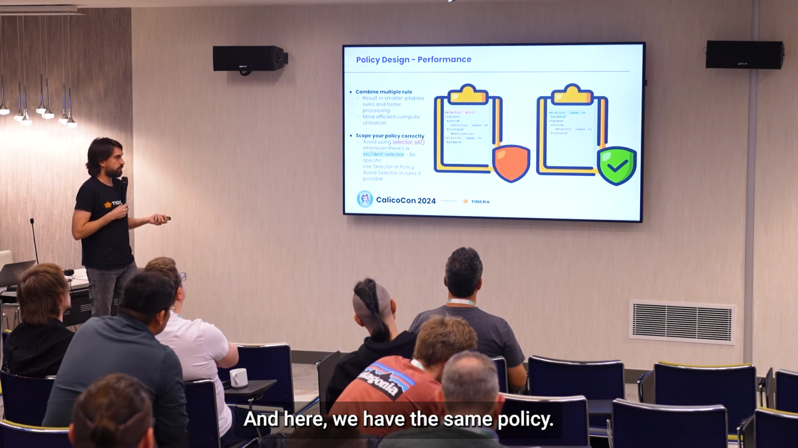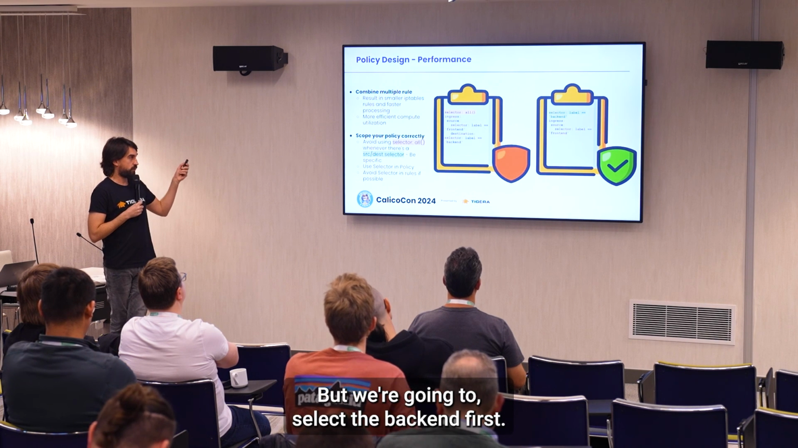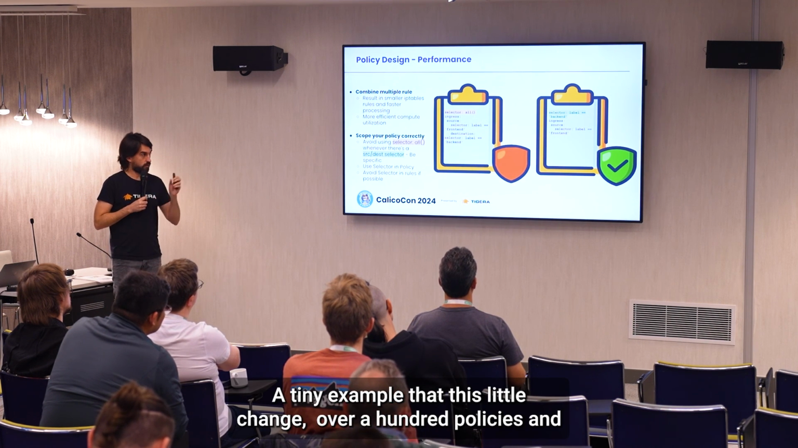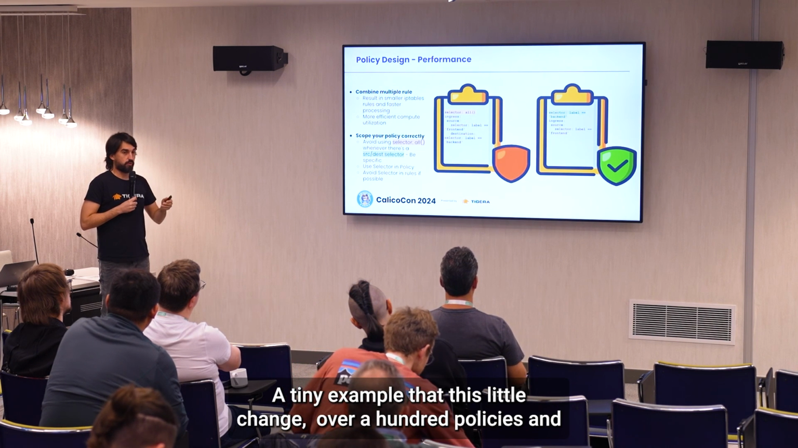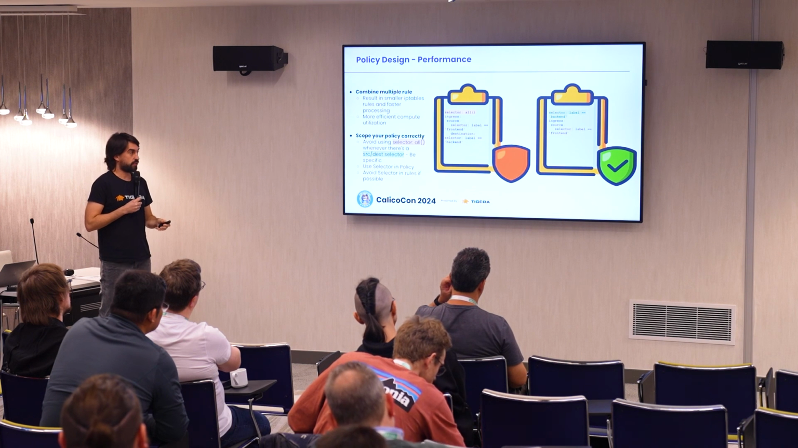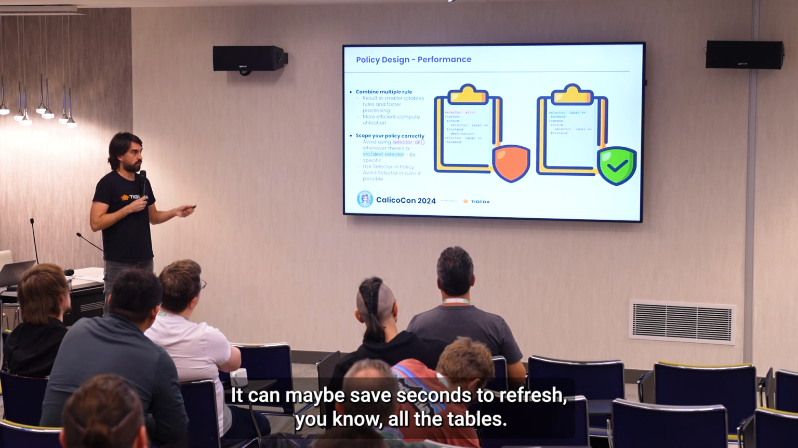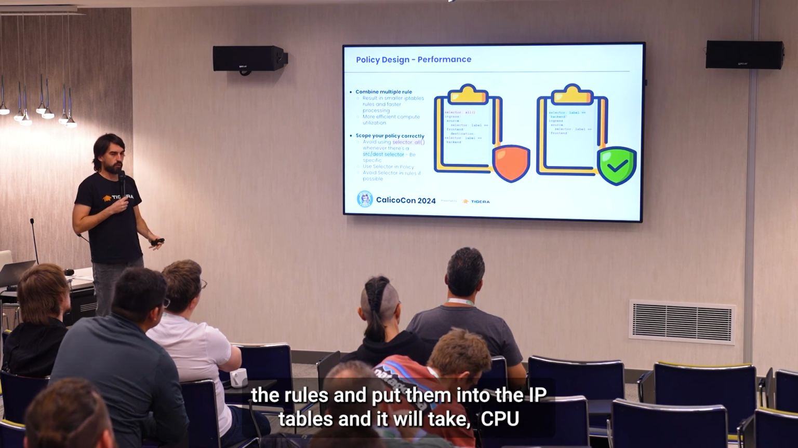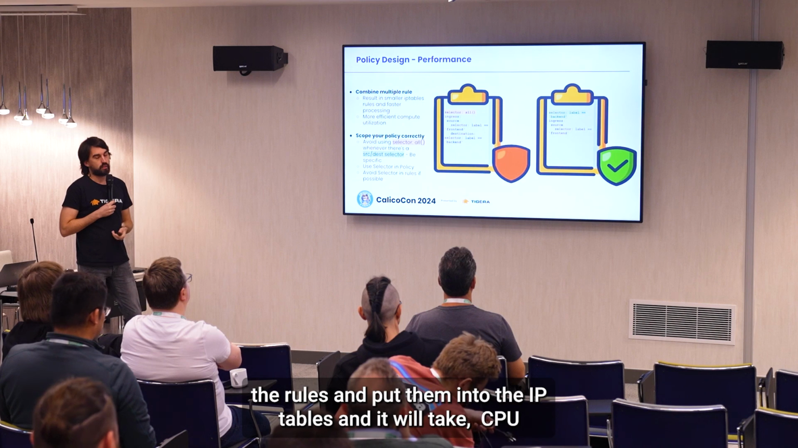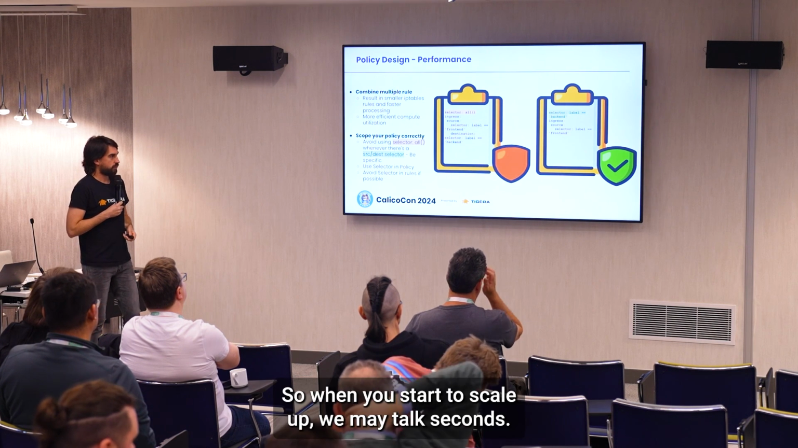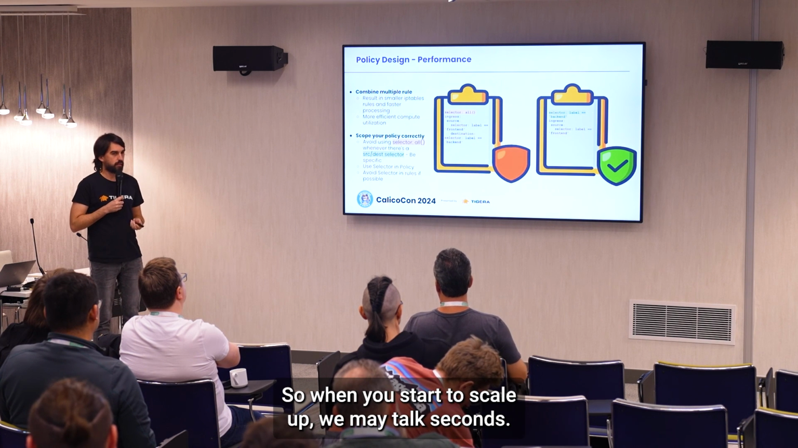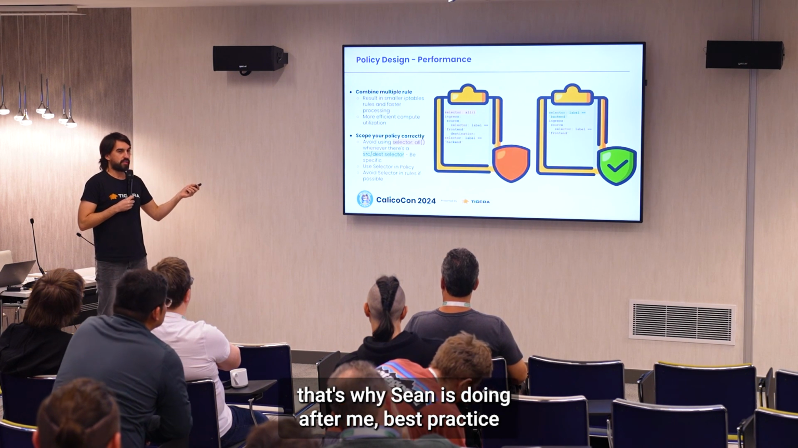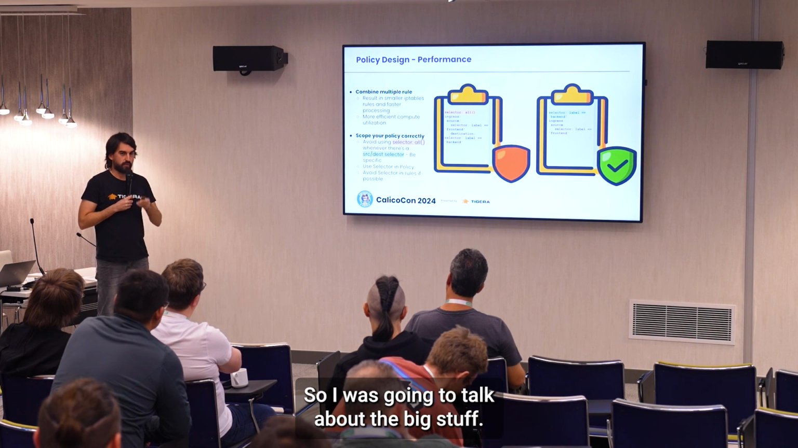And here we have the same policy, but we're going to select the backend first and then the ingress, and we don't care about the destination. It's a tiny example, but over 100 policies and policies with hundreds of rules inside, this little change can maybe save seconds to refresh all the tables. Because the policy engine will read all the rules and put them into the iptables, and it will take CPU consumption and it will take time. So when you start to scale up, we may talk seconds. That's why Sean is doing, after me, a best practice for big scale, like 10,000 plus. He's going to talk about the big stuff.